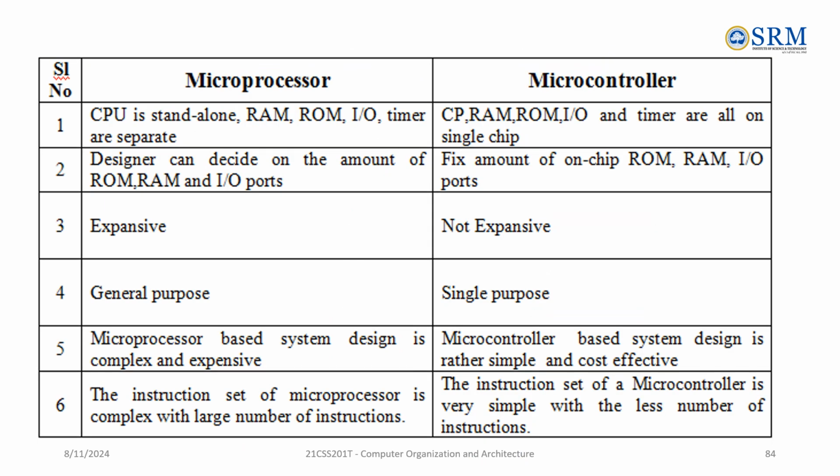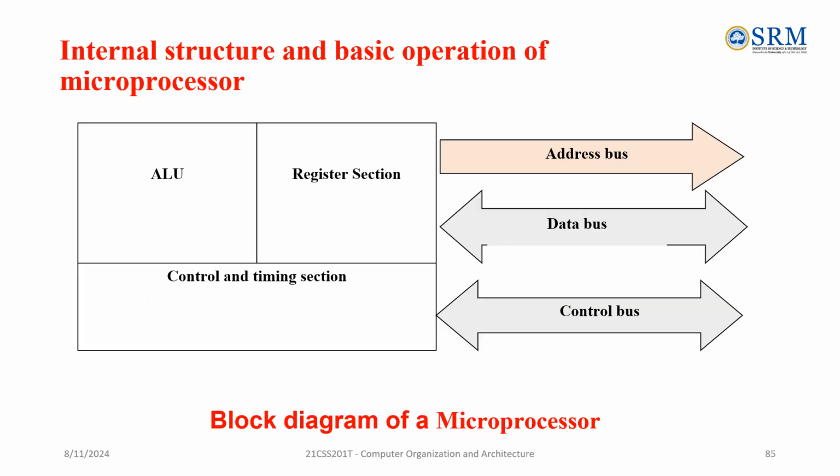So what is the difference between these two? In a microcontroller, CPU, RAM and timer are on a single chip. In a microprocessor, the designer can choose an amount of ROM, but here it is fixed. It is expensive, not expensive. General purpose, single purpose. A microprocessor-based system is complex and expensive. A microcontroller is rather simple and cost effective. The instruction set is complex with a large number of instructions, whereas it is very simple with fewer instructions.